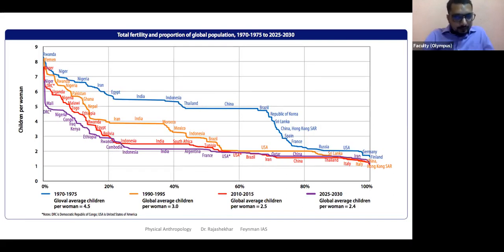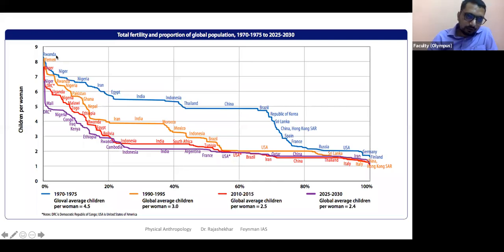And you notice in this particular study, which had pointed out how this trend is changing. So, a more broad analysis on what we've already seen. In 1970 to 75, the global average children per woman was 4.5. This blue line, if you see it, there were even about 8, above 8 as per the study that you can see here, but it kept decreasing.